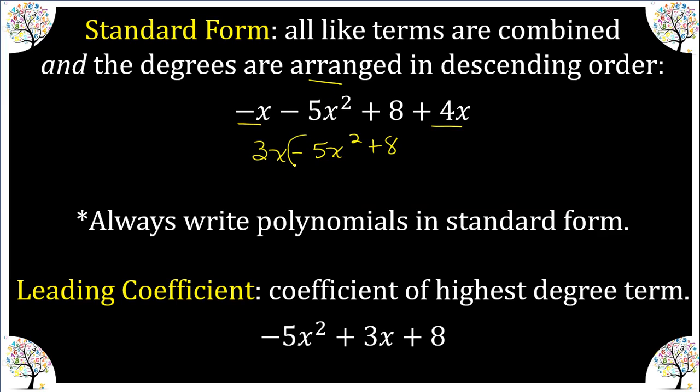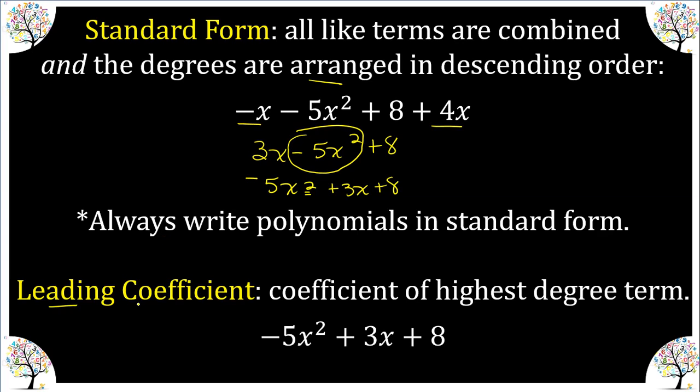So this negative 5x squared term comes out front. Then we have the linear term, and then we have our constant. So from the greatest to the least. And always, always write your polynomials in standard form.